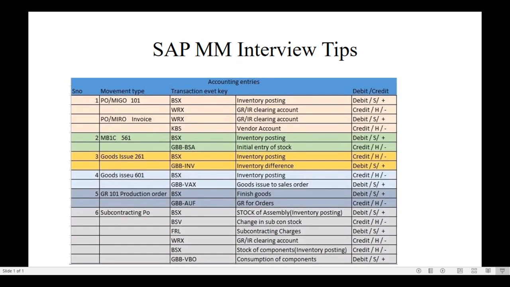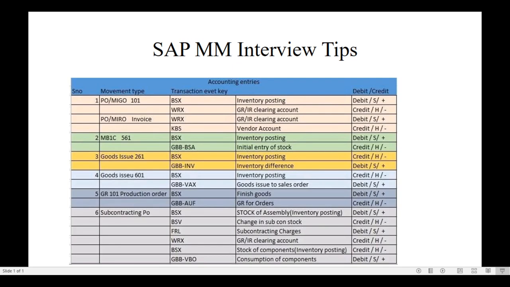Whenever we are doing goods receipt, one movement type will trigger. The transaction event keys are BSX debit, WRX credit. BSX is inventory posting, WRX is the GR/IR clearing account. For invoice receipt MIRO, the transaction event keys are WRX debit, KBS credit. So WRX is the GR/IR clearing account, KBS is the vendor account.